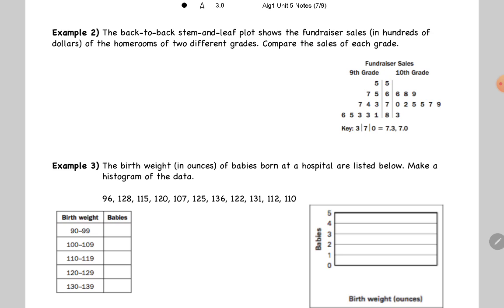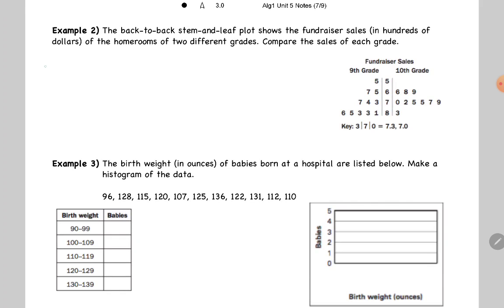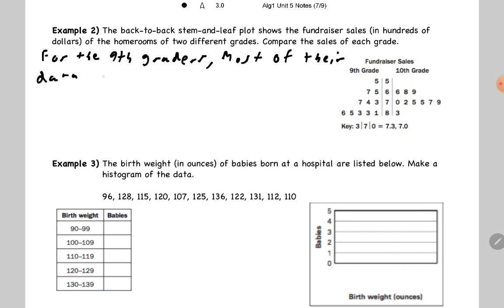Because of how many ninth graders made 8.1, 8.3, 8.3, 8.5, 8.6 hundreds of dollars. So compare the sales of each grade. For the ninth graders, most of their data is in the 8.0 to 8.9 interval.